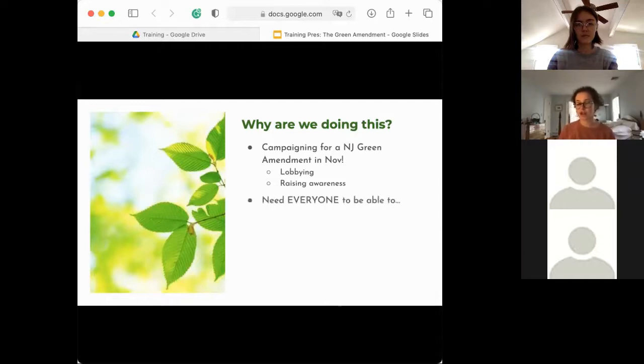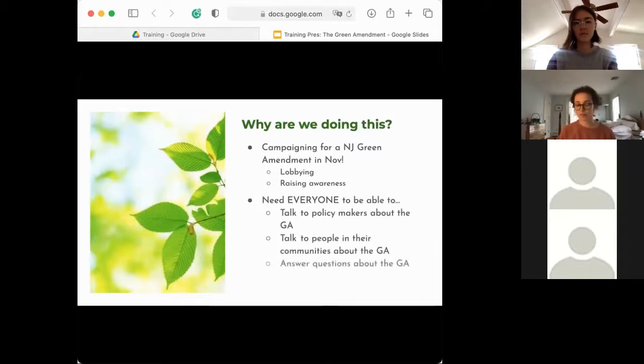We're having this training because we need everyone to be able to talk to policymakers about the Green Amendment, both municipal and state, talk to people in their communities about the Green Amendment effectively, and also answer any questions they get, because there's a wide range of possibilities that could happen. We want everyone to be confident in their knowledge so that we have the best campaign possible.